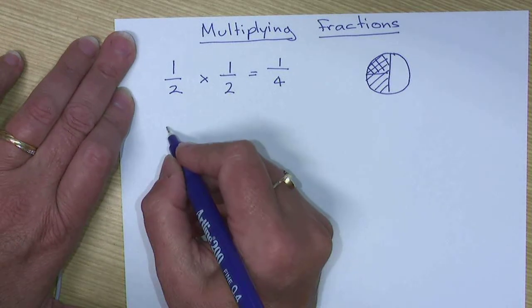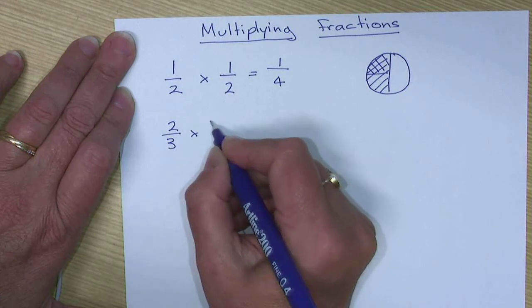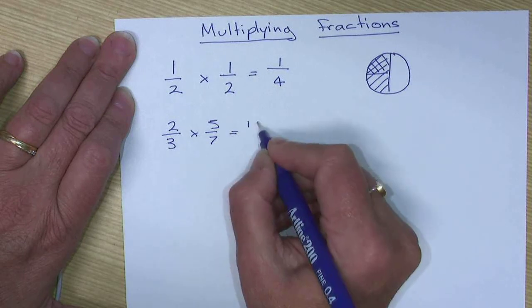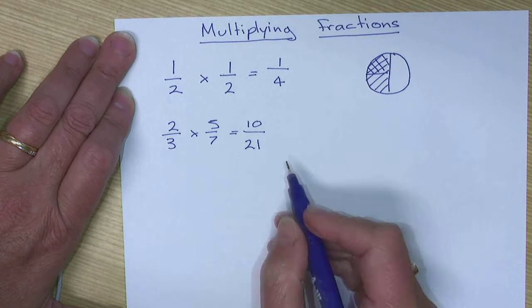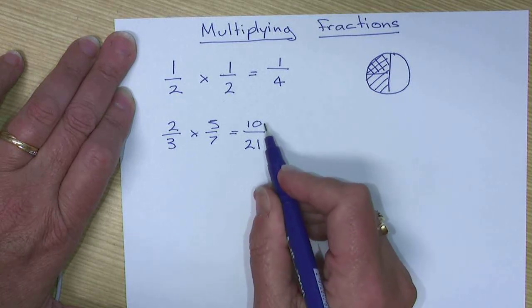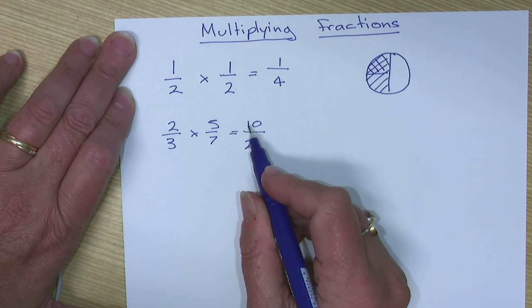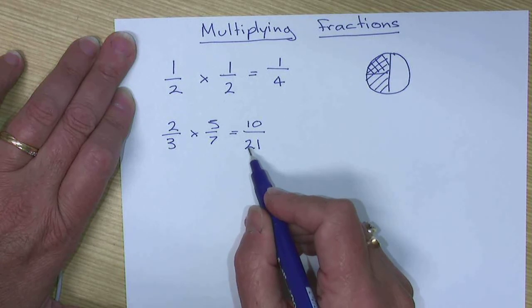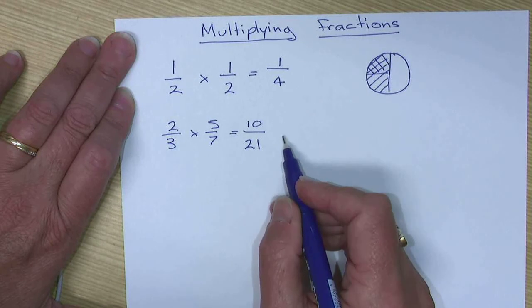So another example would be 2/3 times 5 over 7. 2 times 5 is 10. 3 times 7 is 21. Now, this is as simple as it can go, because the factors of 10 are 1, 2, 5, and 10, and the factors of 21 are 1, 3, 7, and 21. So no common factors, so we can't simplify it any further.